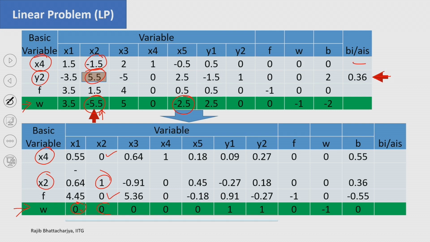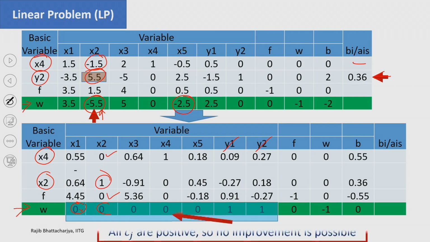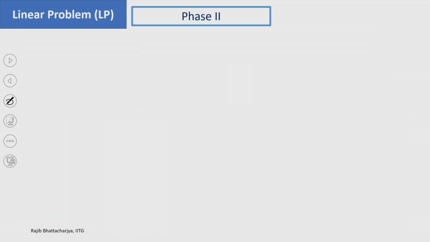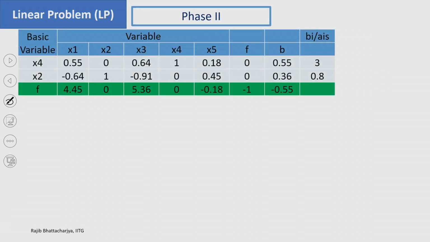So, what can I do? I can remove this particular row along with the variables y 1 and y 2. Okay. So, all C j are positive, so no improvement is possible. So, what will be phase 2 now? In phase 2, I will remove the last objective function, that phase 1 objective function w equal to y 1 plus y 2, and now I will consider the original objective function, starting from the last table of phase 1.